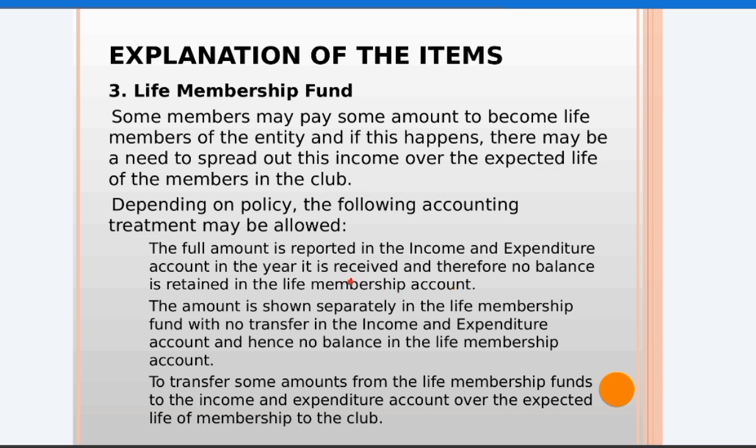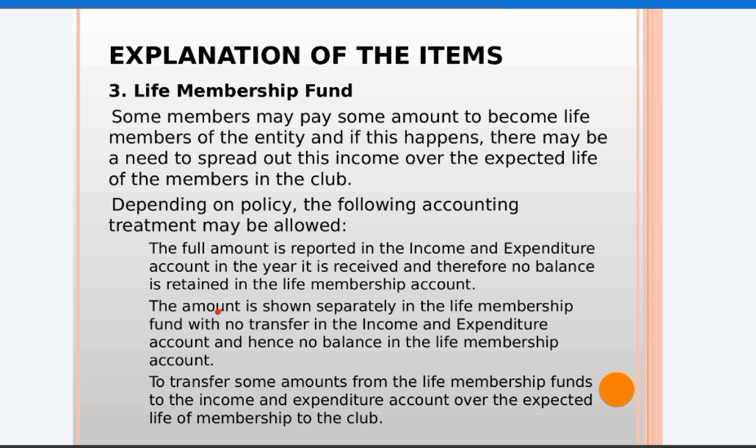So you may decide to report the entire amount in the income and expenditure account. This money should be recognized as income, which means there will be no balance to be retained in this fund. Number two, you may decide to show this amount in a separate account, which we call the life membership fund, with no transfer to the income and expenditure account.